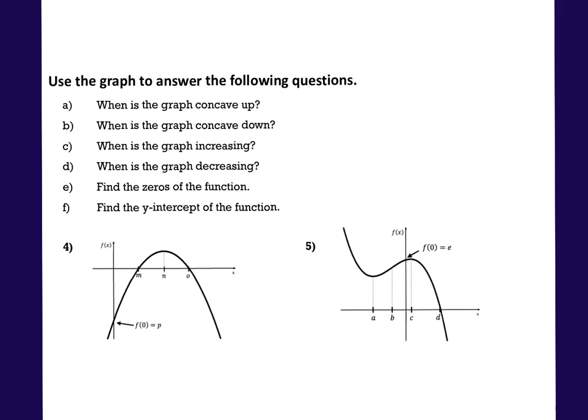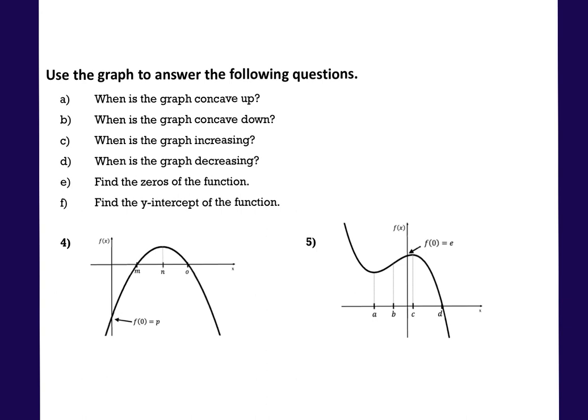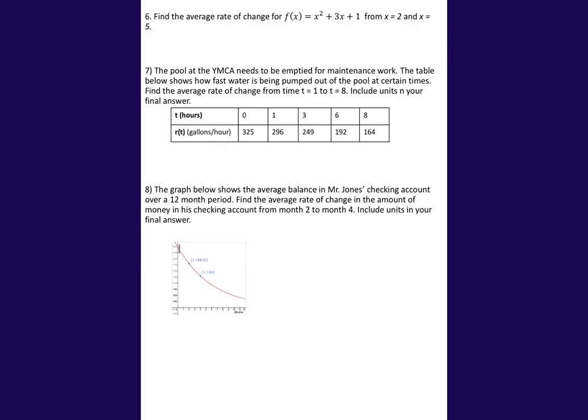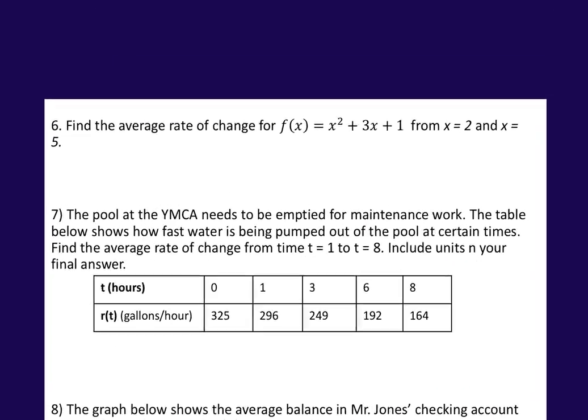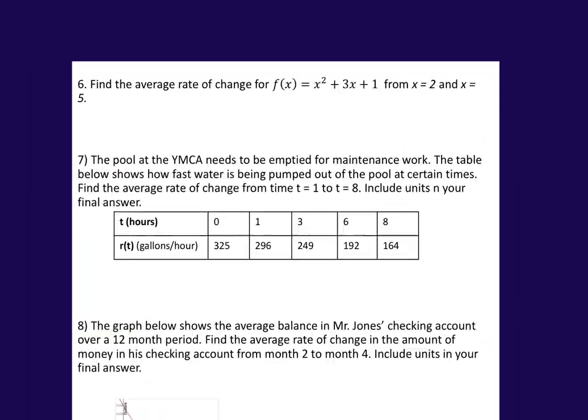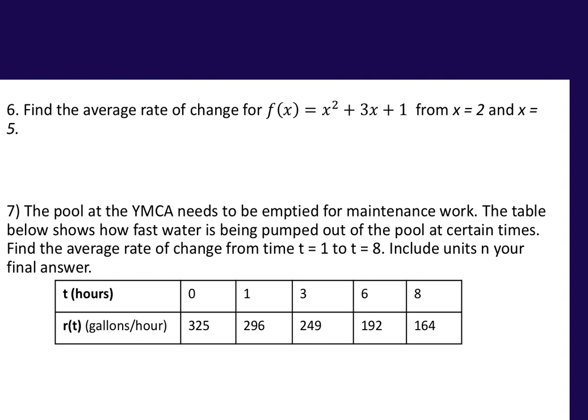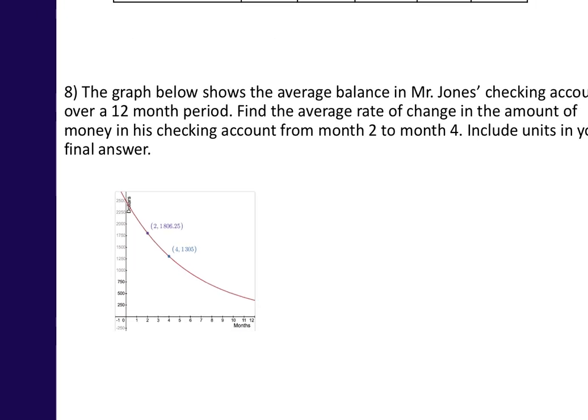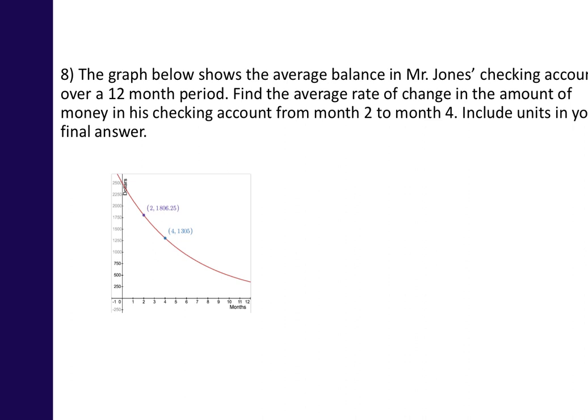Then the graphs where we're looking for concave up, concave down, increasing, decreasing, your zeros, and your y-intercept, okay? All of that's going to come from a graph. And then came your rate of change. There are 3 different things on this: by way of an equation where you're given the 2 x values, not one where you're just given 1, then rate of change from a chart, then rate of change from a graph, okay? We got this, people.